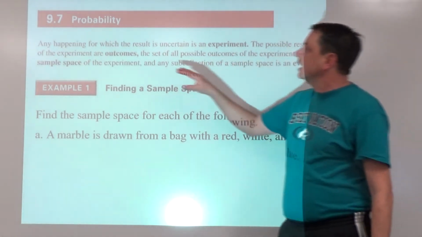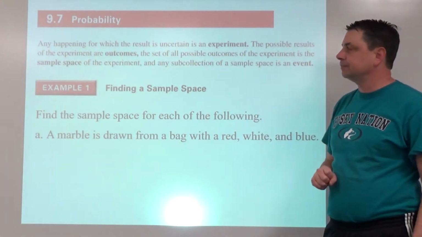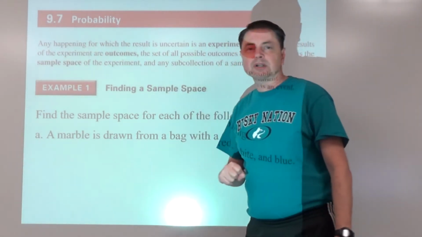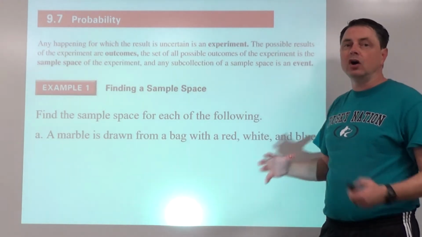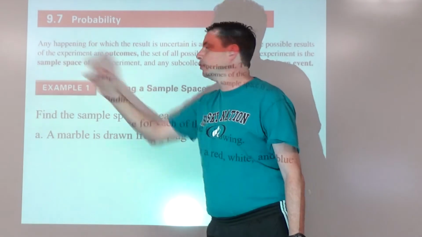So if we've got an uncertain result, we're going to call that an experiment. And the possible results are outcomes. And if we list all of the possible outcomes, we've just listed the sample space.